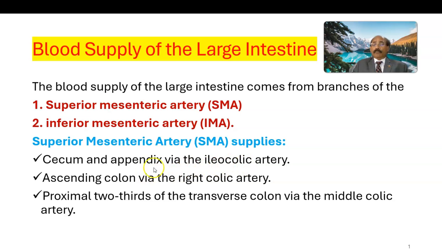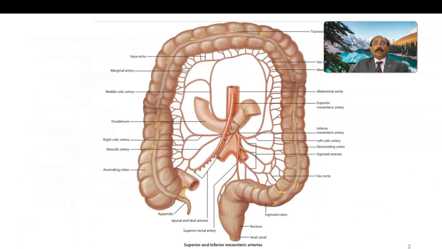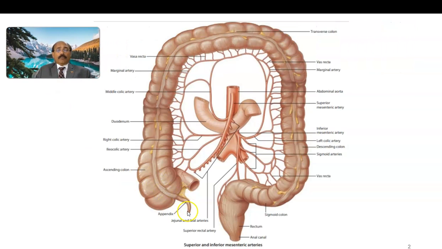So we have branches of superior mesenteric artery: ileocolic artery, right colic artery, middle colic artery. They supply the large intestine which is derived from the midgut. So here we are looking at the large intestine. Here is the vermiform appendix or appendix, cecum, ascending colon, transverse colon, descending colon, sigmoid colon, rectum, anal canal.